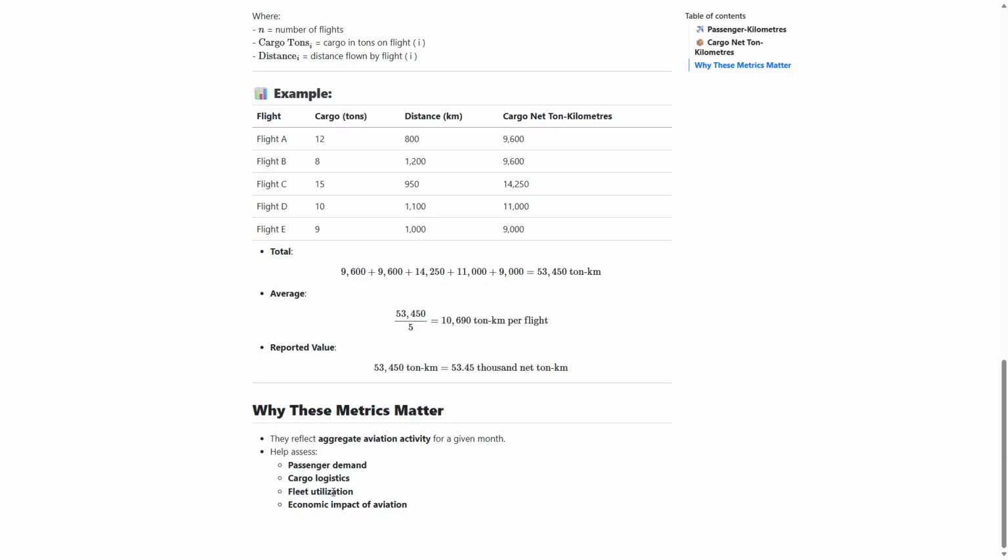It helps assess passenger demand, cargo logistics, fleet utilization, economic impact of aviation. So it's especially to see the trend over time, right? Seasonality patterns, and to see that it's a good metric here. Because we do not only care about the number of flights, it's also important to understand how full the airplane was, right? How full was the flight there? So rather than just looking at the number of flights or just looking at the distance traveled, passenger kilometers is a good way to assess the efficiency and how much change is happening over time.